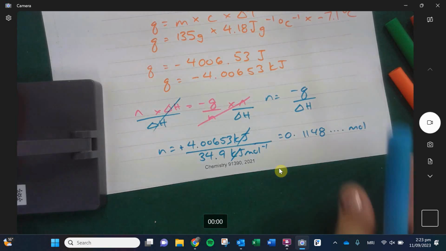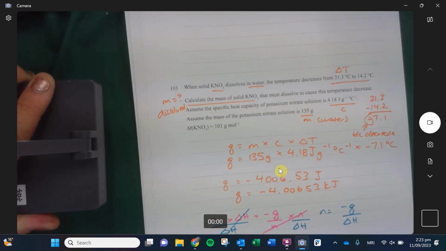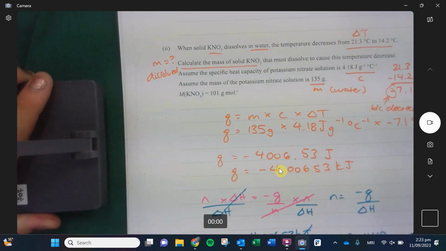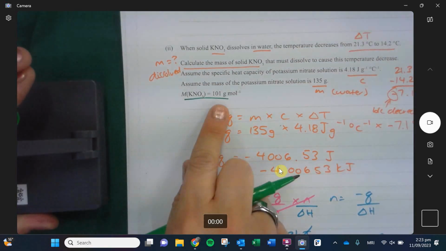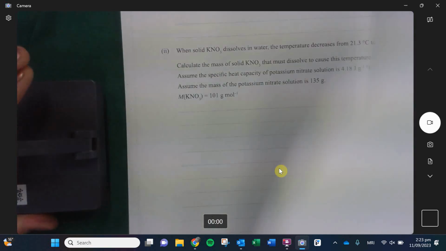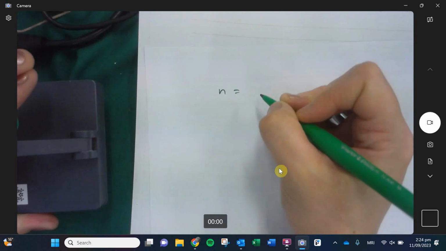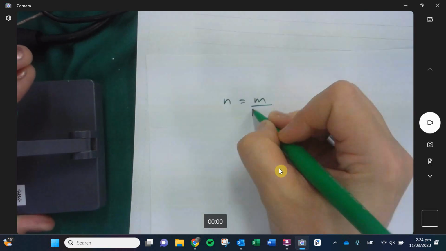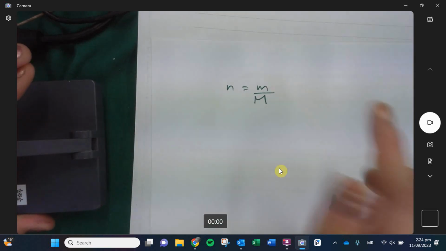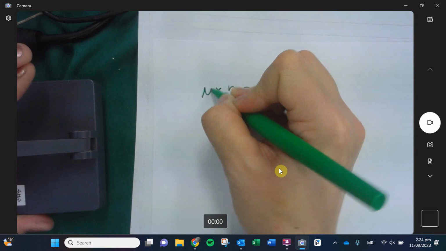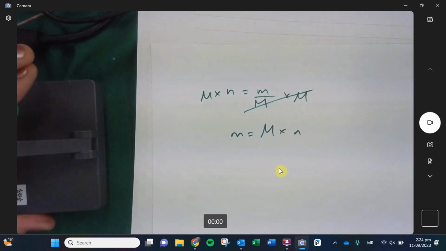All right. Last thing I'm then going to do is I need to convert this into mass, because right now it's asking me, I have moles, so I have amounts, but I need to calculate the mass. I'm going to be using the molecular mass of the potassium nitrate, which is 101 grams per mole. So if you guys remember, N equals little m divided by big M. We're rearranging so the m's by itself. So multiply both sides by big M. Big M cancels out. I have m equals big M times little n.